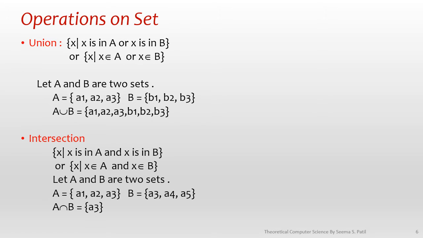The next operation is intersection. That is X such that X is in A and X is in B. Or you can write it in another way: X such that X belongs to A and X belongs to B. Let A and B be two sets. A equal to {A1, A2, A3} and B equal to {A3, A4, A5}. Then the intersection of A and B means the common terms from both sets. That is, from set A and set B, the common term is A3. So A intersection B equal to {A3}.